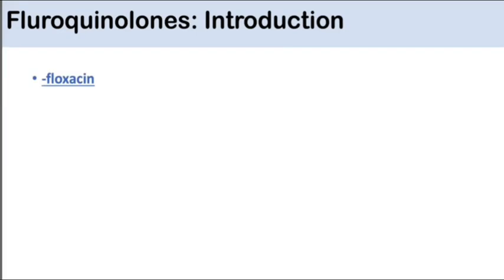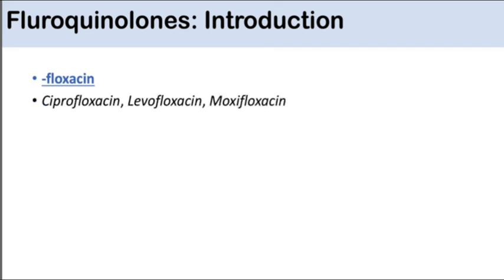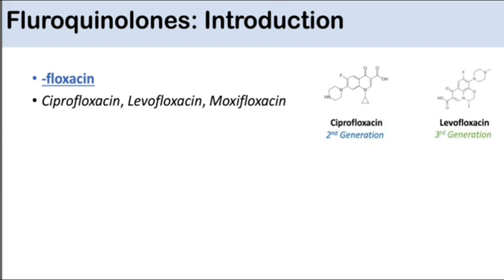Fluoroquinolones, or the quinolones, all end in the suffix -floxacin. So ciprofloxacin, levofloxacin, and moxifloxacin are all examples of fluoroquinolones. Ciprofloxacin itself is a second generation, levofloxacin is a third generation, and moxifloxacin is a fourth generation fluoroquinolone.